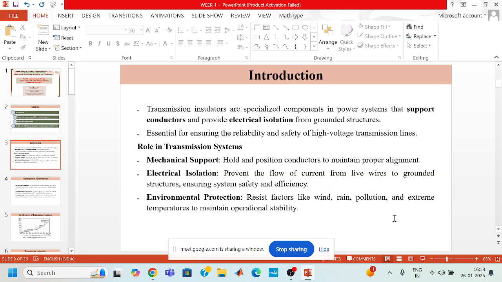Transmission insulators are specialized components in power systems that support conductors and provide electrical isolation from grounded structures. They provide mechanical support, electrical isolation, and environmental protection. They hold and position conductors to maintain proper alignment, and prevent the flow of current from live wires to grounded structures, ensuring system safety and efficiency. They also resist factors like wind, rain, pollution, and extreme temperatures to maintain operational stability.